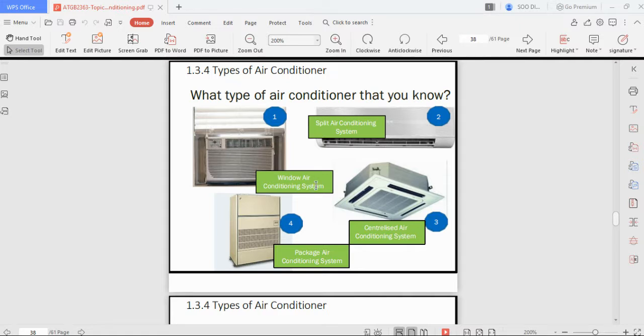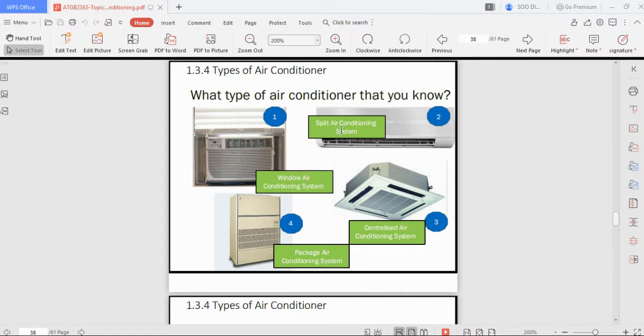We won't be seeing this anymore unless you are living in a very old house. Then you will have this window air conditioning system, where all the components of the refrigerant cycle are located inside it. This is old technology. I'm not sure if you have seen it before, but it will be quite hard to find this type of air conditioning system anymore.